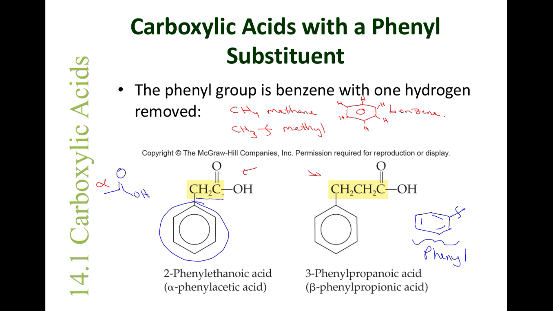Similarly, for the common name down here, this would be the alpha carbon. That would render this the beta carbon. So we have this group as a substituent. So it would be beta-phenylpropionic acid. Again, the common name is propionic acid. IUPAC is propanoic acid.